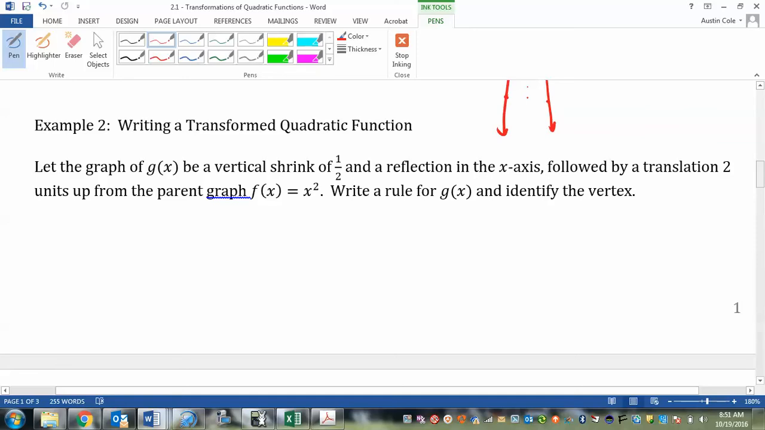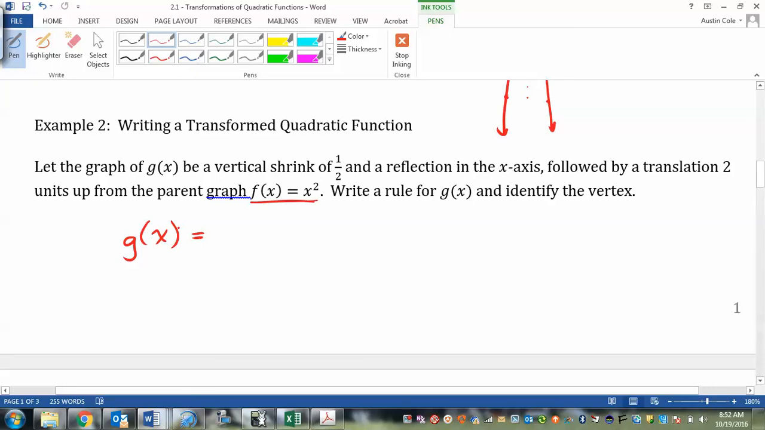Okay. Now let's just think about a ball of cookie dough. A ball of cookie dough, and I vertically shrink it. I step on it or squish it down. Does it get skinnier or wider? Wider. It gets wider. Okay, so a vertical shrink is like a horizontal stretch. So it's going to get wider. And a reflection in the x-axis, followed by a translation 2 units up from the parent function f of x equals x squared. It says write a rule. So we're using this parent function, and we're going to write a rule for this function called g of x.